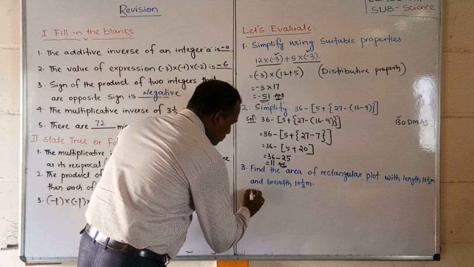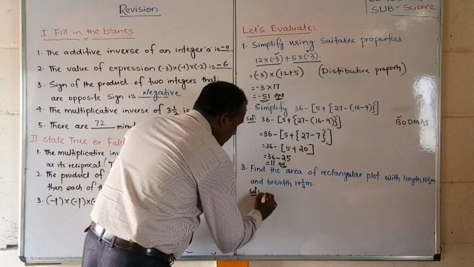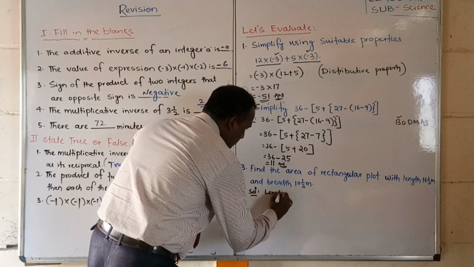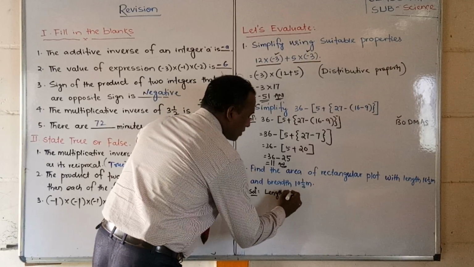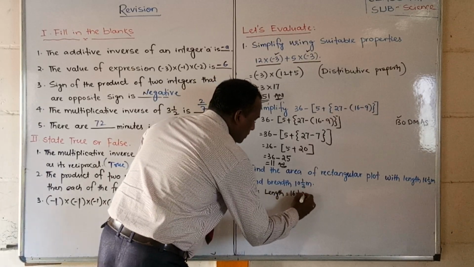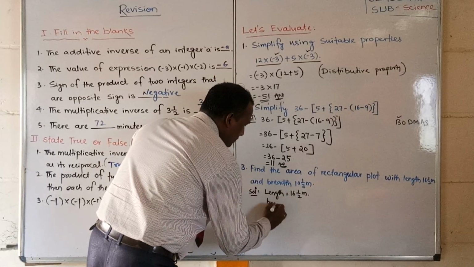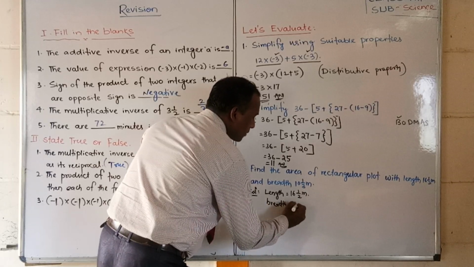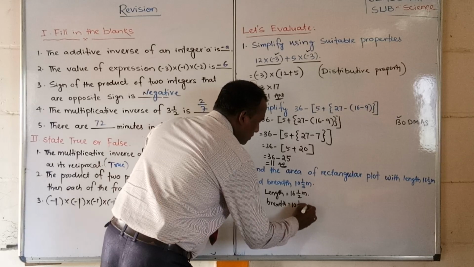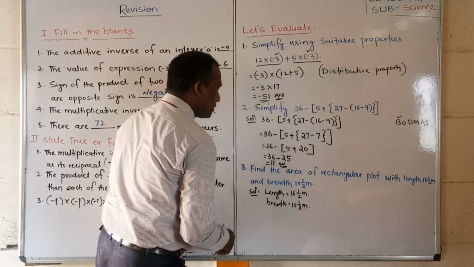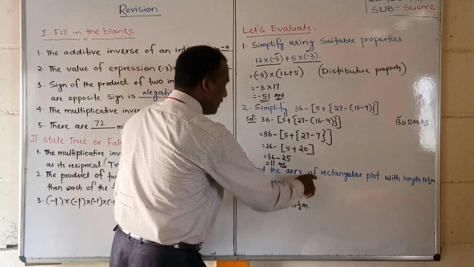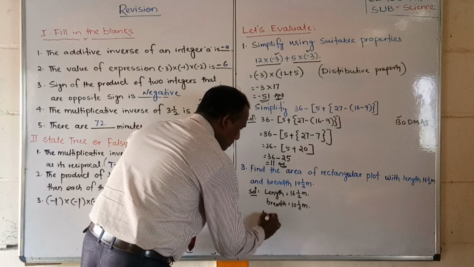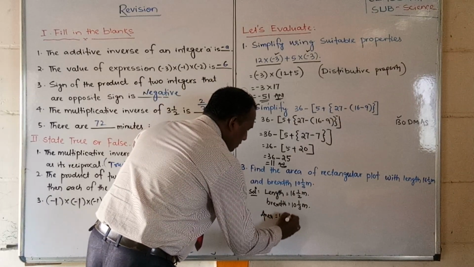So now what do you have to do? Solution, students. The length of the rectangle is equal to 16 1 by 2 meters and the breadth is equal to 10 1 by 3 meters. What you have to find out is the area. So what is the formula for the area of a rectangle? Area is equal to length into breadth.